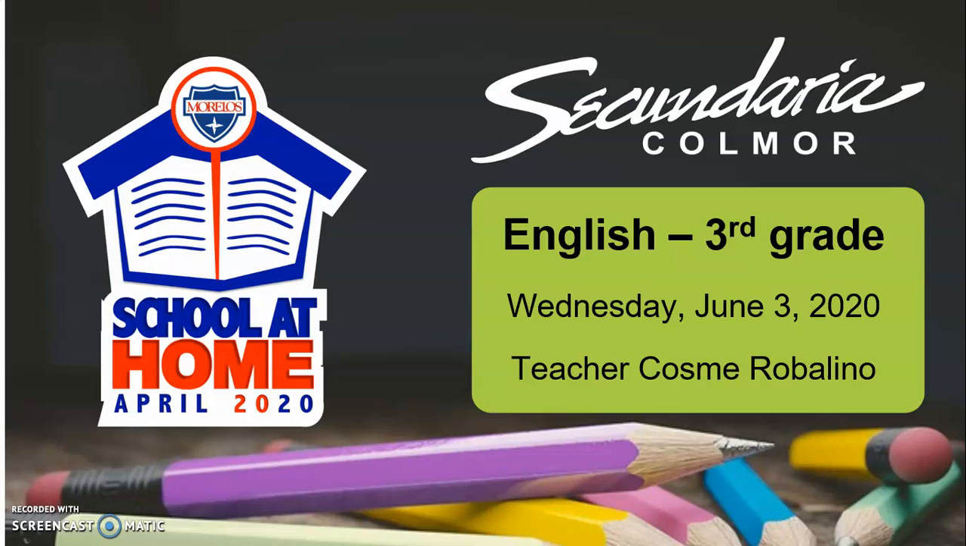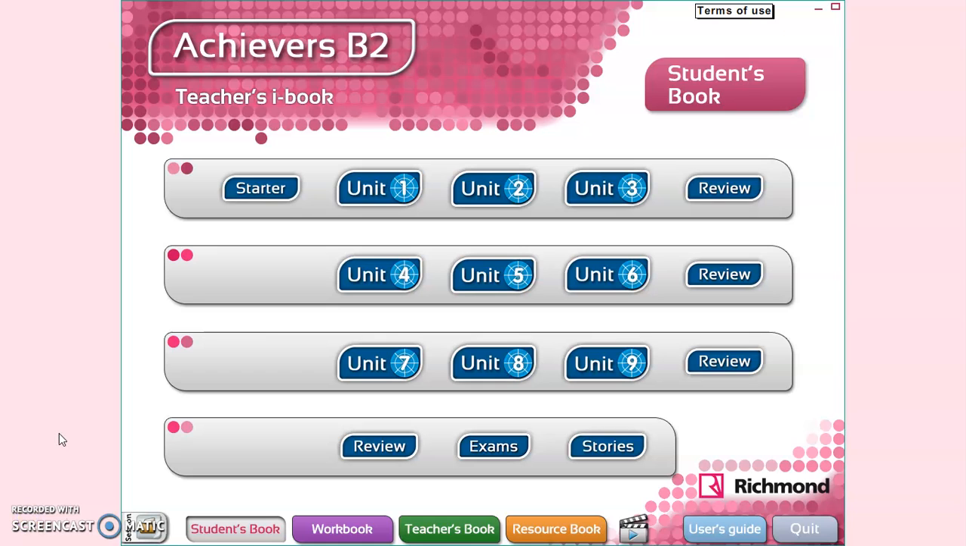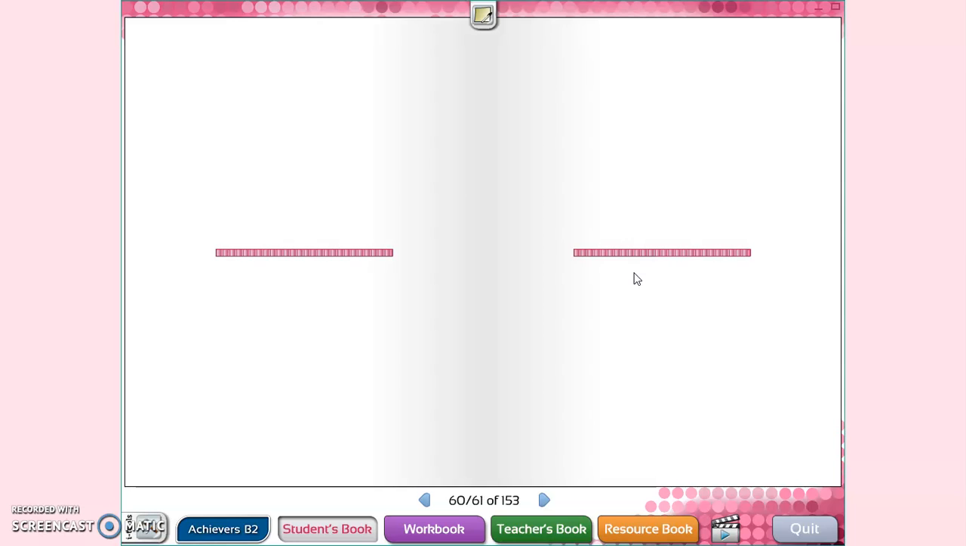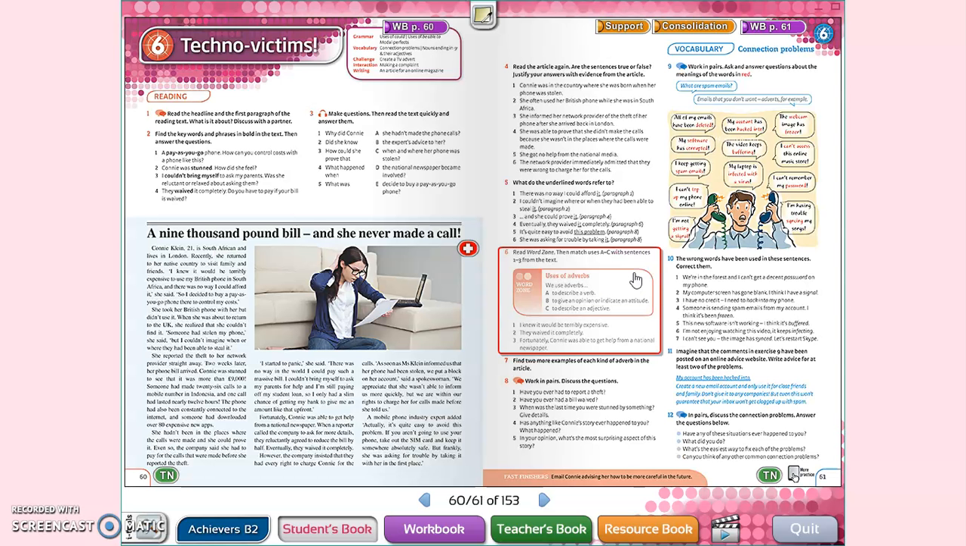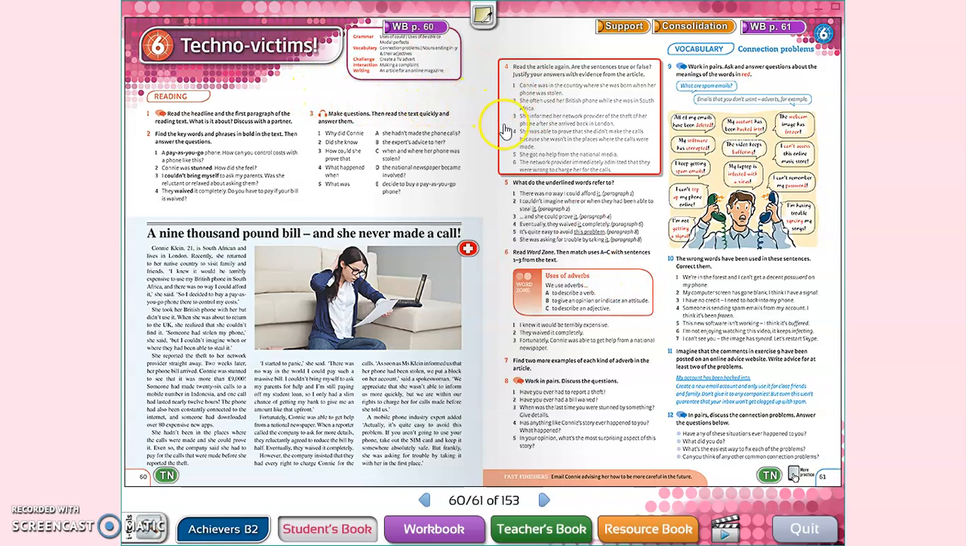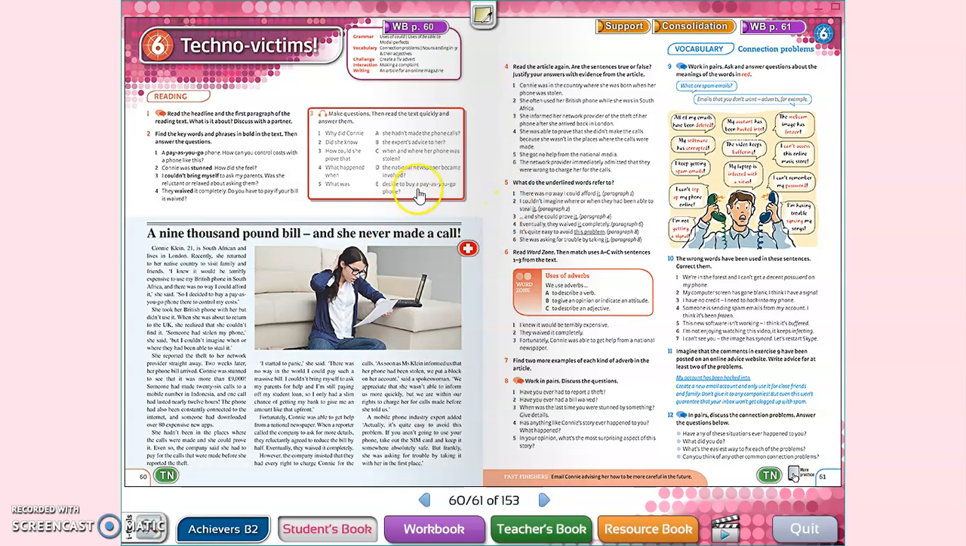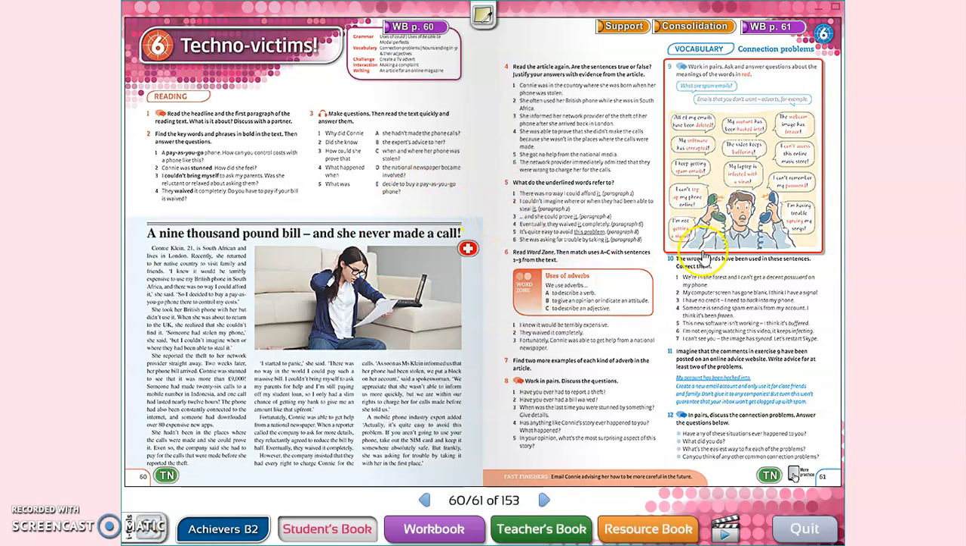Today, we are going to continue with the unit that we started last Monday on June the 1st. Now, as you can see on your screen, we are going to continue with unit number 6. So let's go to our main page, and as you remember, we talked about techno victims, the story of the girl that traveled from England to South Africa, and then we talked about adverbs and vocabulary.